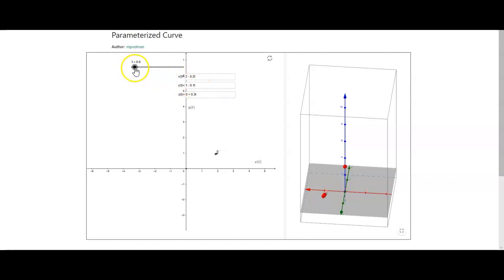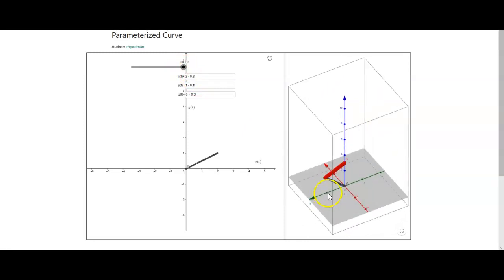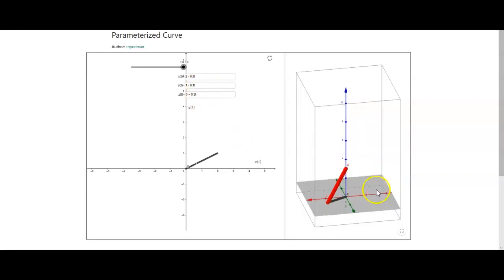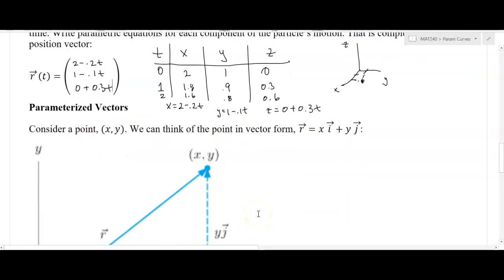And as we start moving that point, you can see that the x and y components are approaching the origin, and the z component is getting greater and greater. For this particular example, we see that at time 10, the x and y components are both 0, and the z component has reached 3, because 10 times 0.3 is 3. So you can see that in that case we're moving along that vector starting at the point (2, 1, 0). That's a real neat thing we can do with these models.